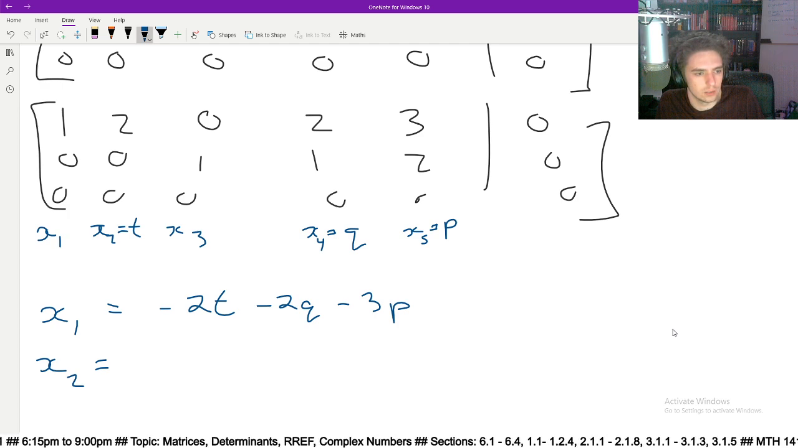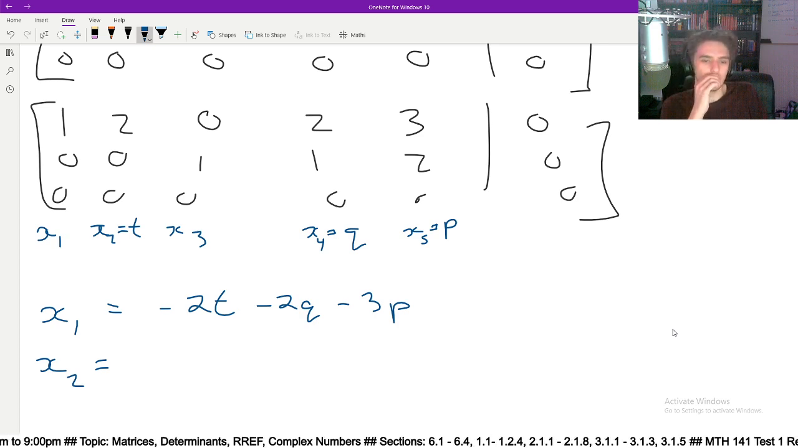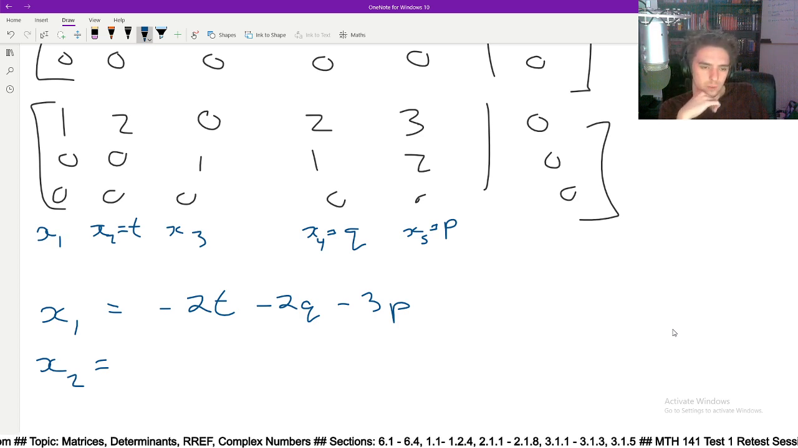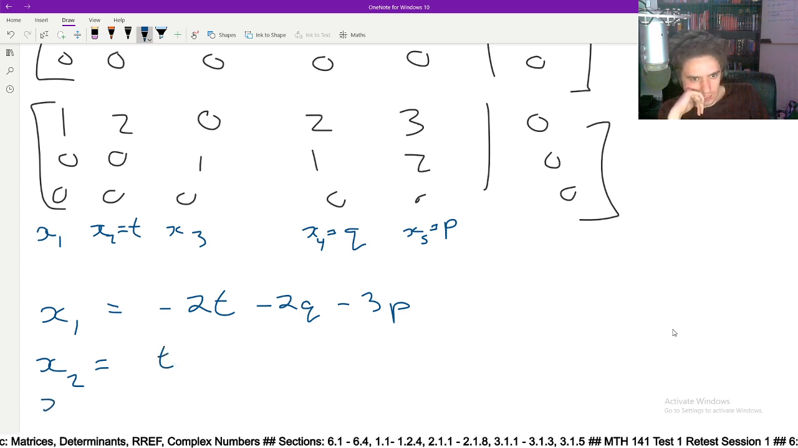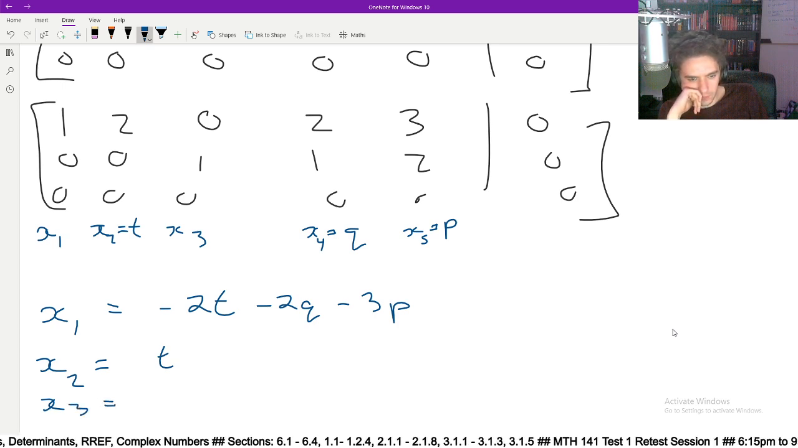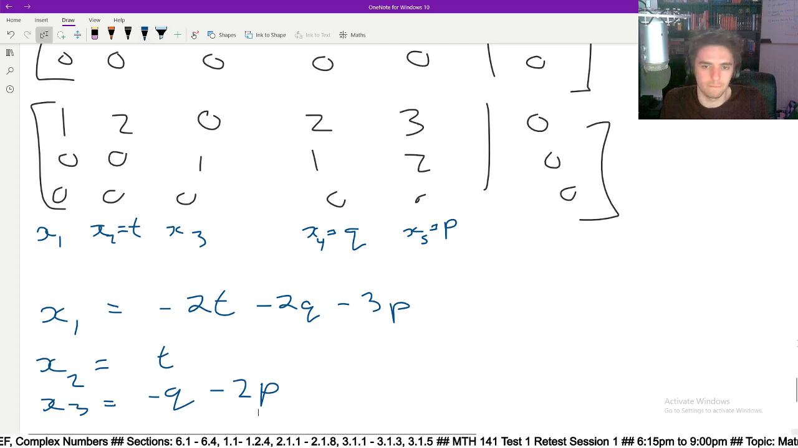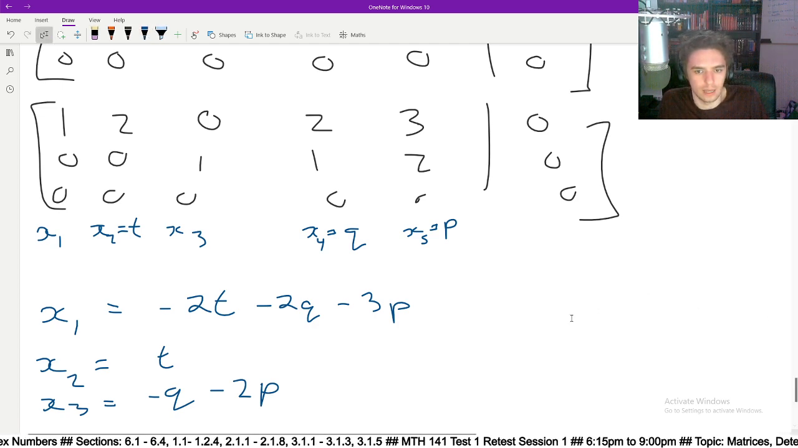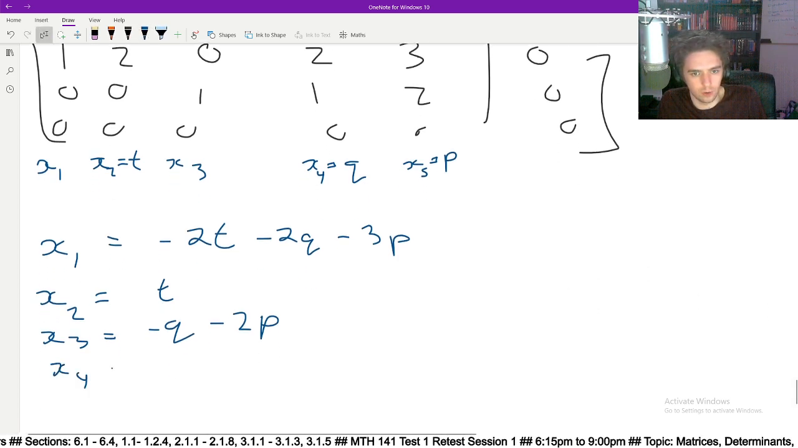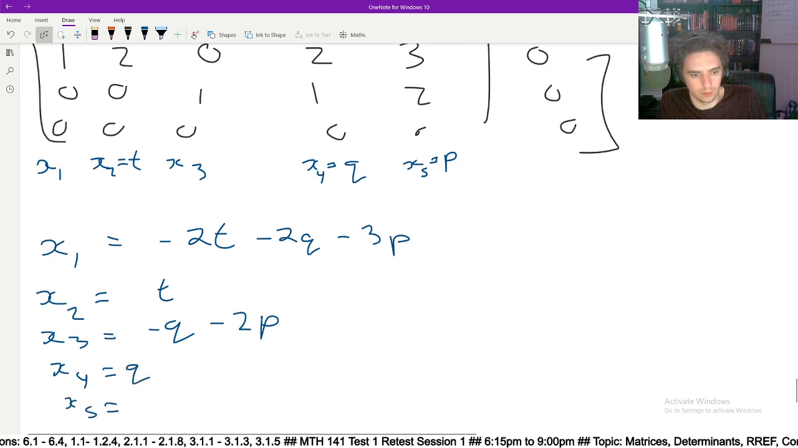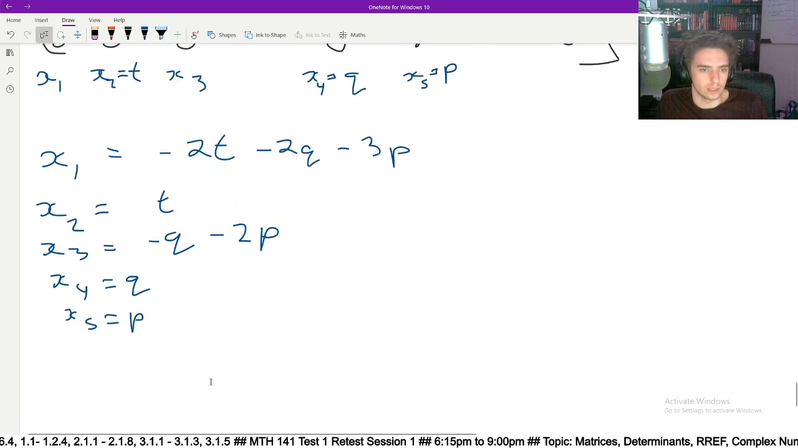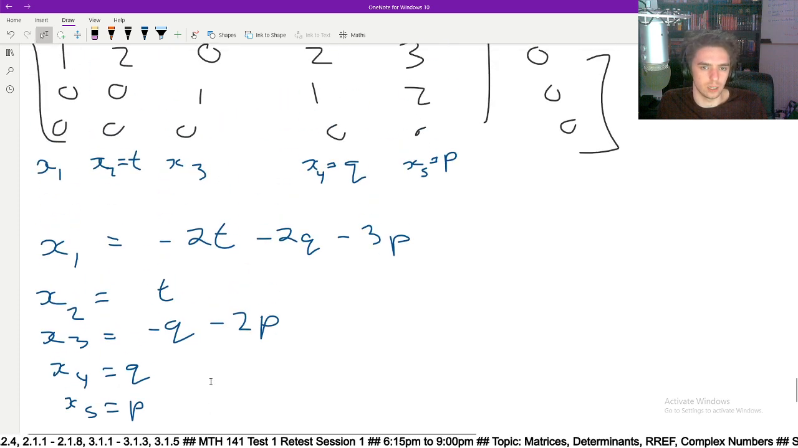Find a set of basic solutions expressed as a linear combination. Oh, okay, never mind, I understand. So x2 equals t, x3 equals minus q minus 2p, and then x4 equals q, x5 equals p. Okay, so there's our solutions, right? t, p, and q are all parameters.